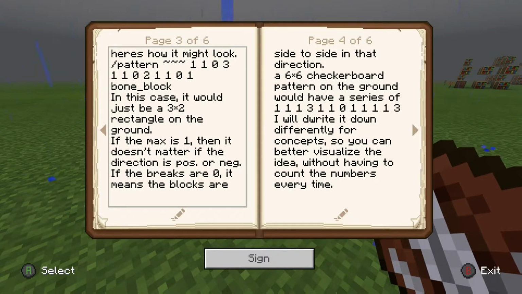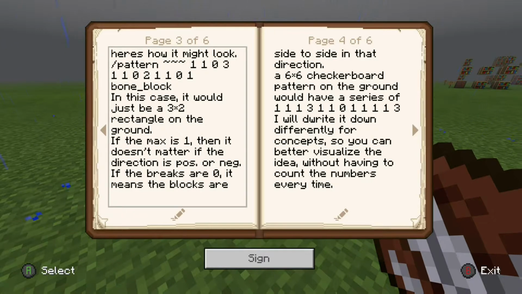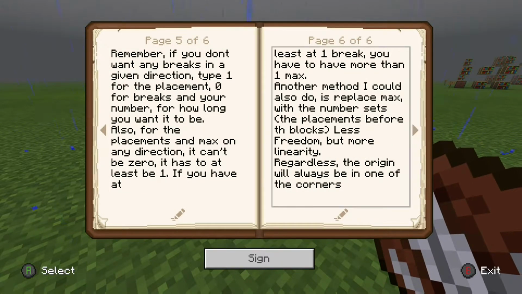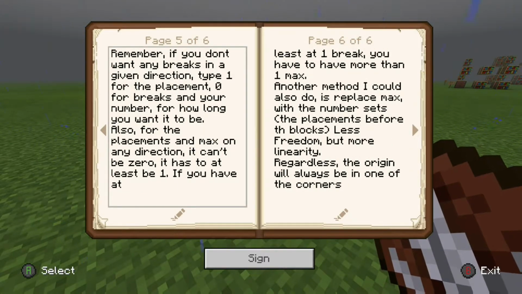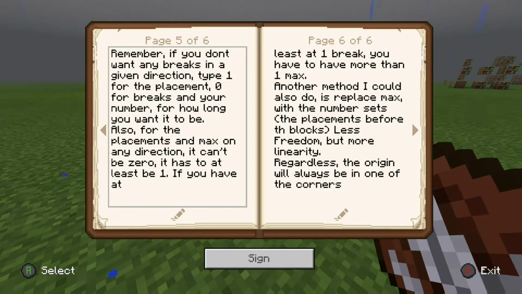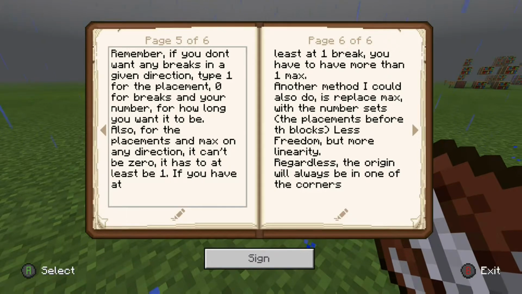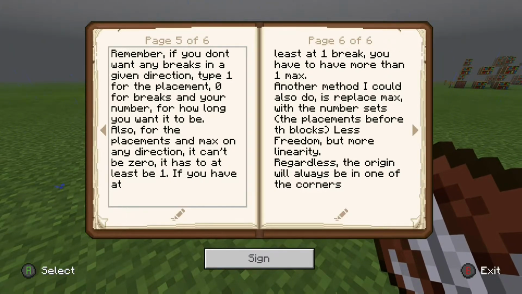I used to write it down a little bit more complicated, but I kind of dumbed it down a little bit. So remember, if you don't have any breaks in a given direction, so you have like 3 in a row and that's it, then just type 1 for your placement, and then you just set your max as how many you want in your series.